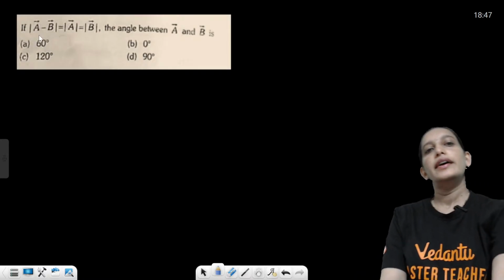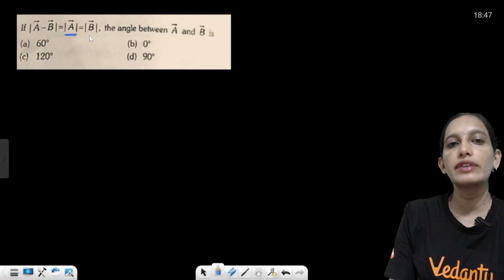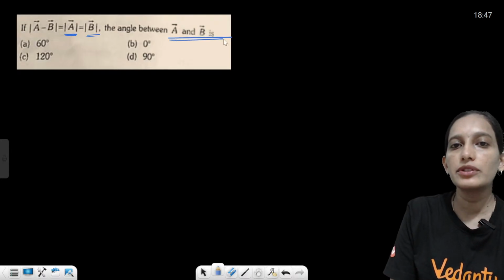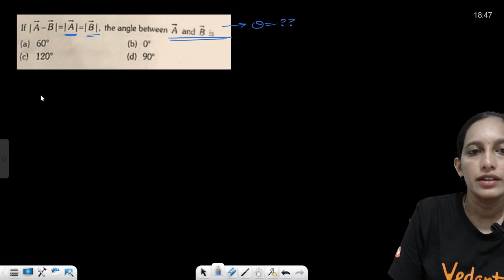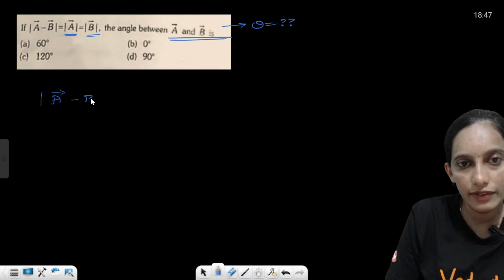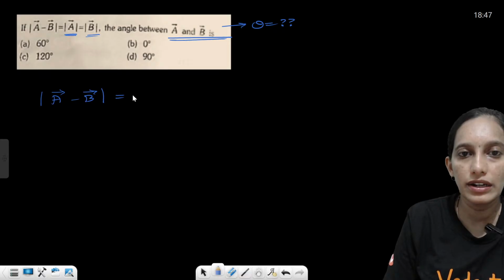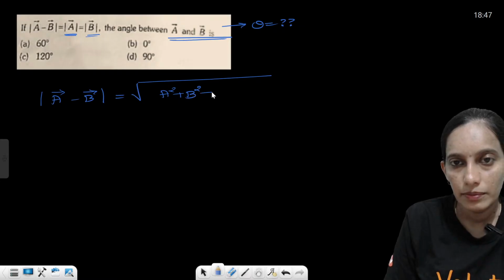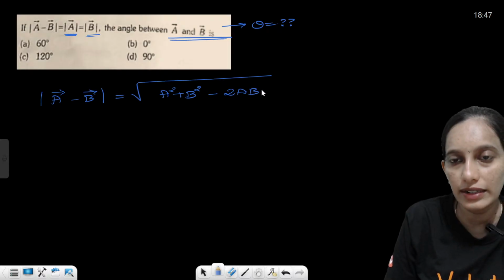If magnitude of A vector minus B vector is equal to magnitude of A vector and it is also equal to magnitude of B vector, what is the angle between A and B? So that means we have to find out the theta value. Okay. So ಇಲ್ಲಿ ಏನು ಕೊಟ್ಟಿದ್ದಾರೆ? magnitude of A vector minus B vector ತಗೋಬೇಕು. So magnitude of A vector minus B vector formula ಏನು? Square root of A square plus B square minus 2AB cos theta, ಇಲ್ಲಿ subtraction ಮಾಡ್ತಾ ಇರೋದು.